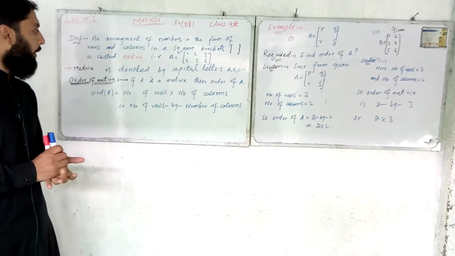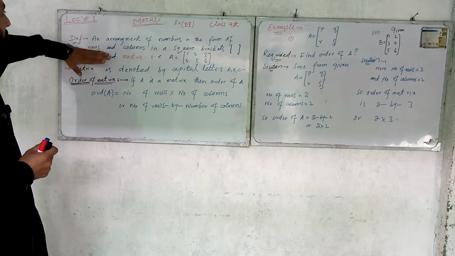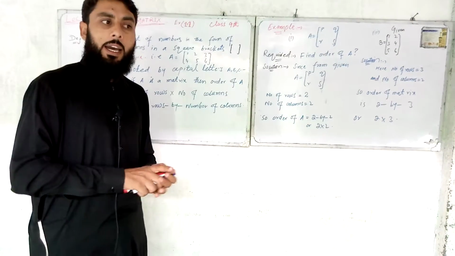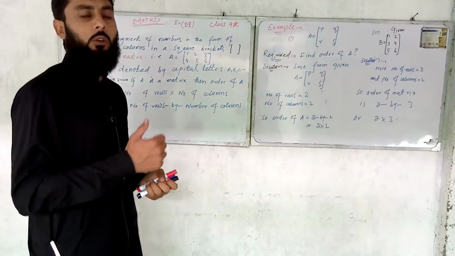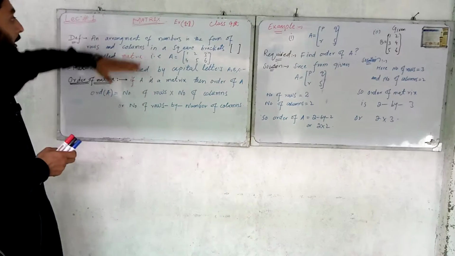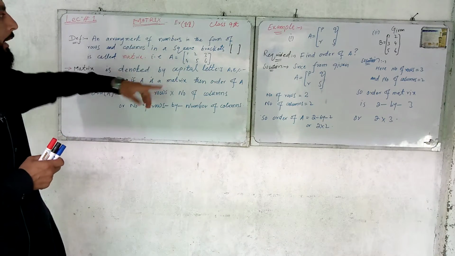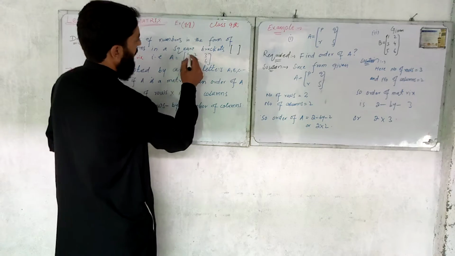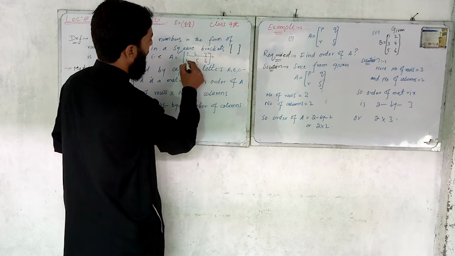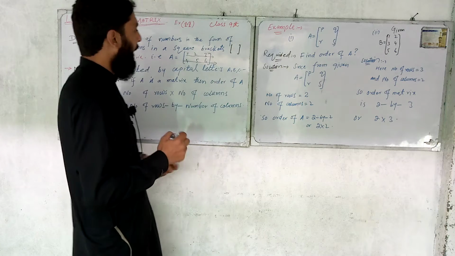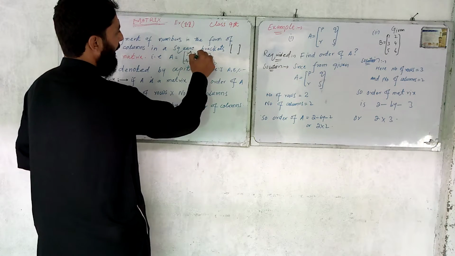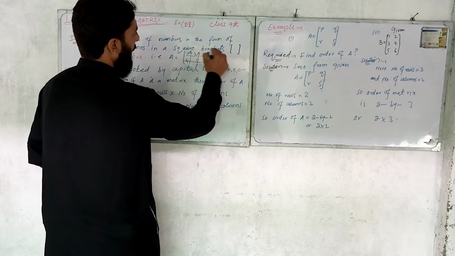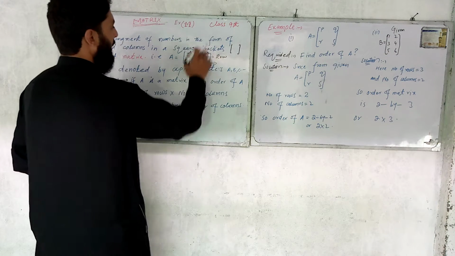In the definition of a matrix we discuss rows and columns. What is a row? The horizontal run of the matrix is known as a row of the matrix, and the vertical run of the matrix is known as a column of the matrix. This is a row, and this one is known as a column of the matrix.